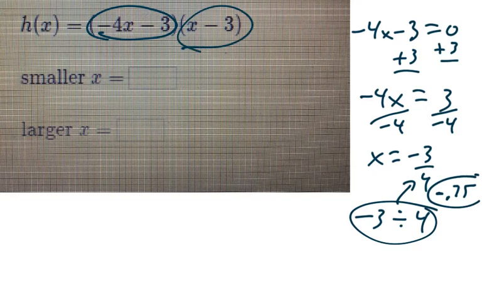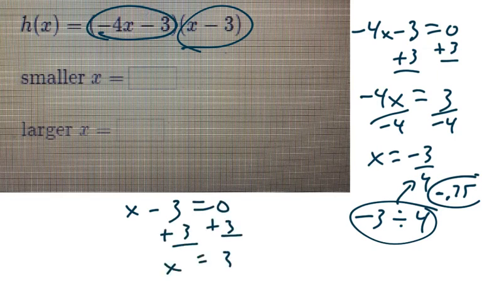Now let's solve the easier one for 0. When is x minus 3 equal to 0? Well, when we add 3 to both sides, x is positive 3. So which one is smaller? The negative 0.75. Which one is larger? The positive 3. And that's it, guys. All you're doing is practice solving for zeros.